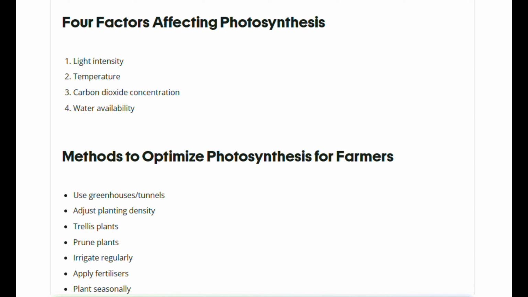Prune plants, irrigate regularly, right? Apply fertilizers, plant seasonally, right? Seasonally because we have seasons of summer, autumn, winter, spring. Apply fertilizers. We will talk about fertilizers in the upcoming sections. You will see, and also with the pruning of the plants, we will address that when we get there, right?